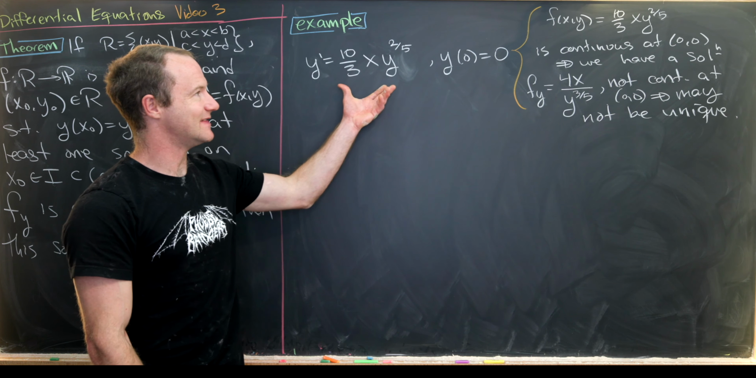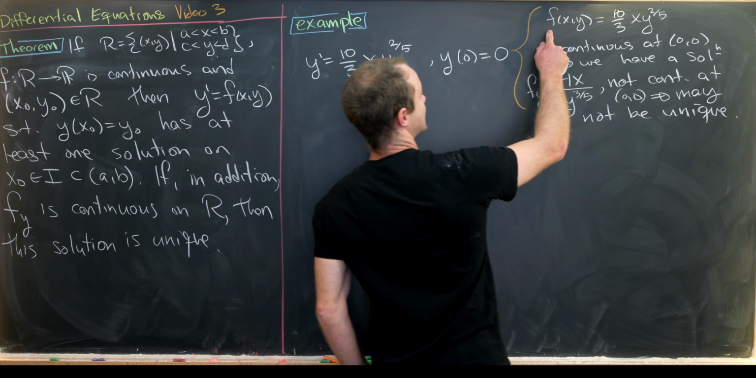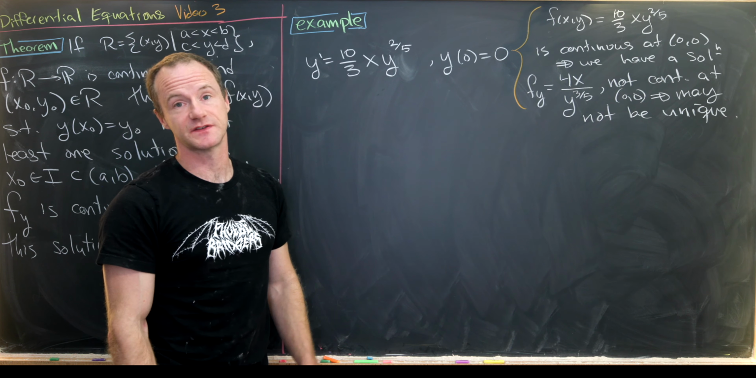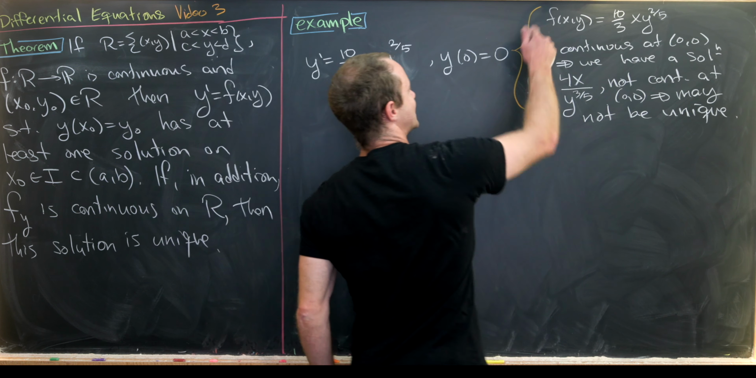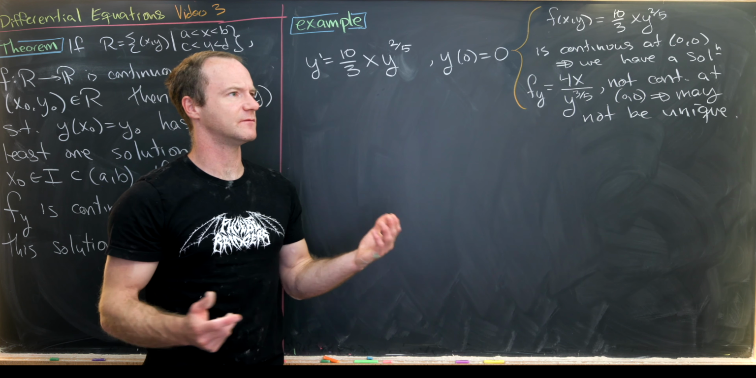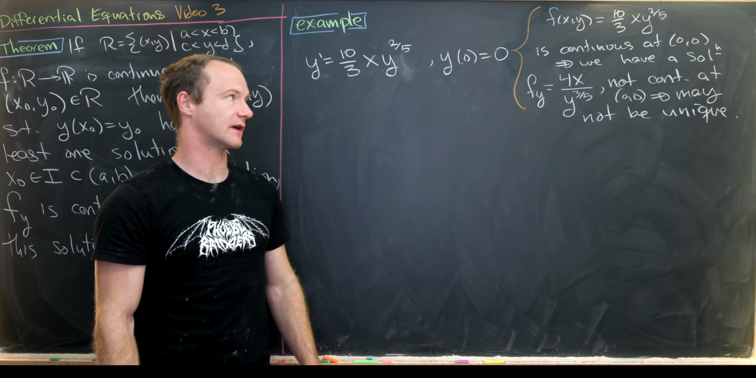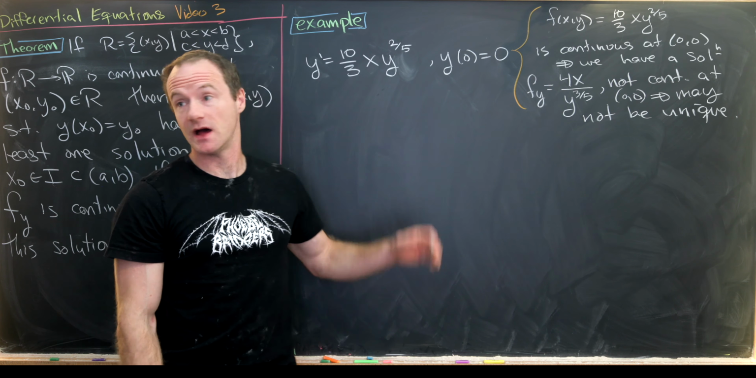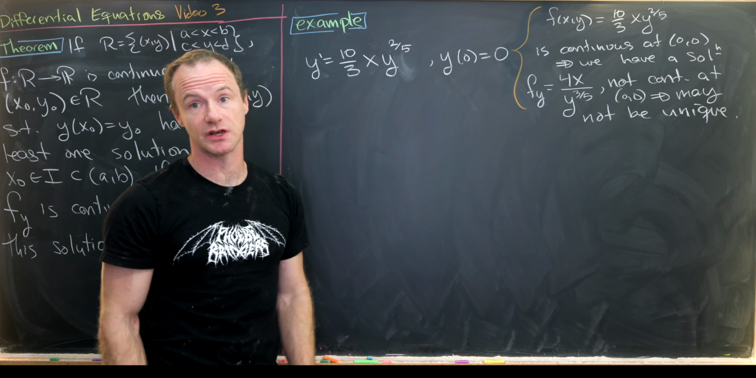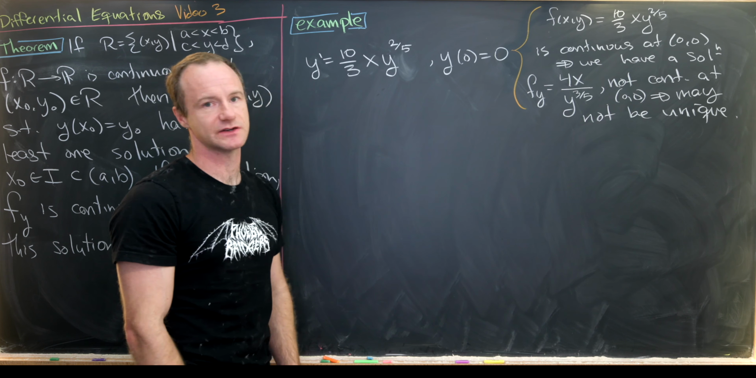So let's notice that in this setup, our function f of x, y is 10/3 x times y to the 2/5. Let's also notice that this function is continuous at 0, 0. In fact, it's continuous in a rectangle around 0, 0. But by this theorem over here, that guarantees that we have a solution on some interval containing 0.